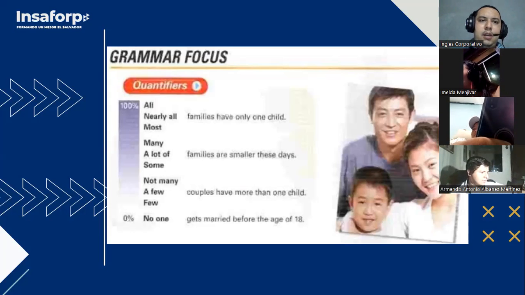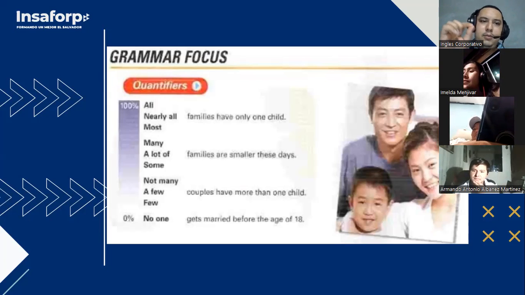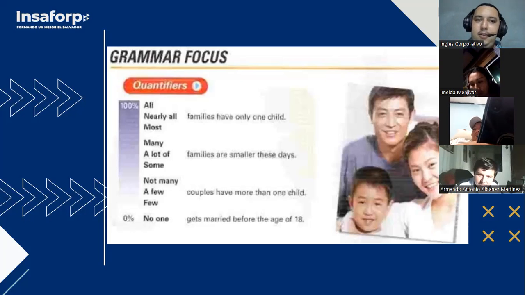ounces. You can count that. But the small pieces of sugar, the grains, no, that cannot be countable. You're never going to end up counting the sugar.